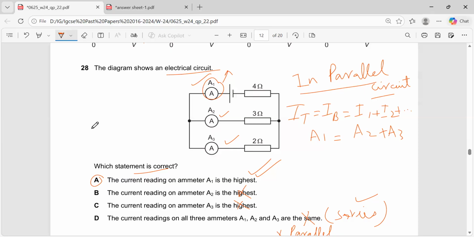So basically A1 is the current from the battery, that will be the highest one. Then A2 and A3 are the currents in the branches. So A1 is split into A2 and A3. So A2 cannot be highest as in option B, wrong. A3 cannot be highest as in option C, wrong. And A1, A2 and A3 cannot be the same because it is not a series circuit. This is a parallel circuit. So wrong. The highest current is A1 because that is the current in the battery. So the correct answer we have chosen here is 28A.